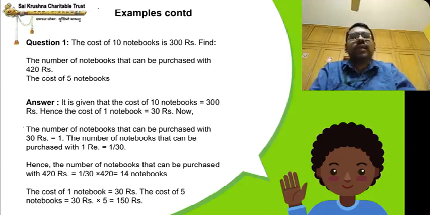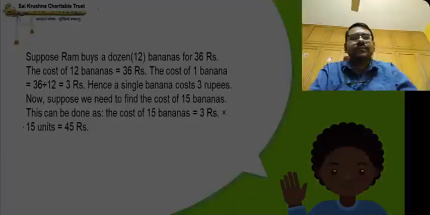Hence, the number of notebooks that can be purchased with 420 rupees: because 1 rupee buys 1 by 30 notebook, so 1 by 30 into 420 is equal to 14 notebooks. Cost of 1 notebook is 30 rupees. Cost of 5 notebooks, 30 into 5 is 150 rupees.